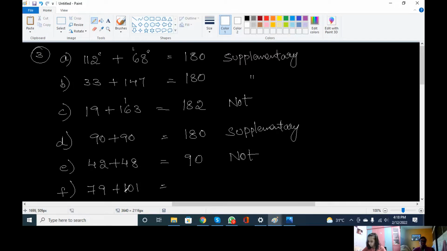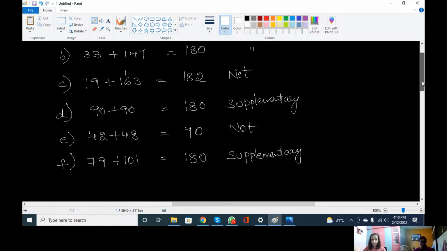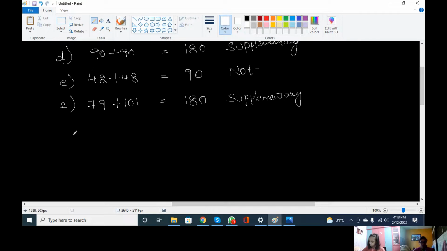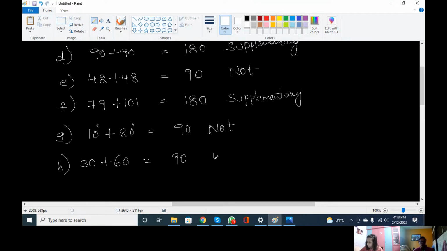100 plus 79, 179 plus 1, 180. So these are supplementary. G, 10 degrees plus 80 degrees, 90 degrees. These are not supplementary, these are complementary. 30 degrees plus 60 gives you 90. Again, these are not supplementary, these are complementary.